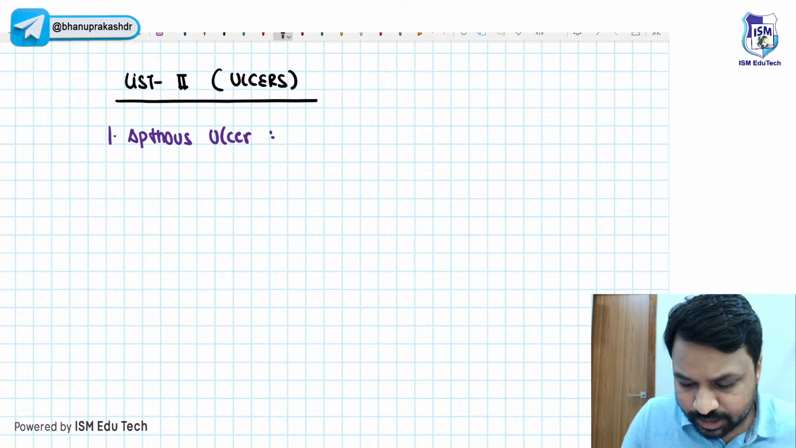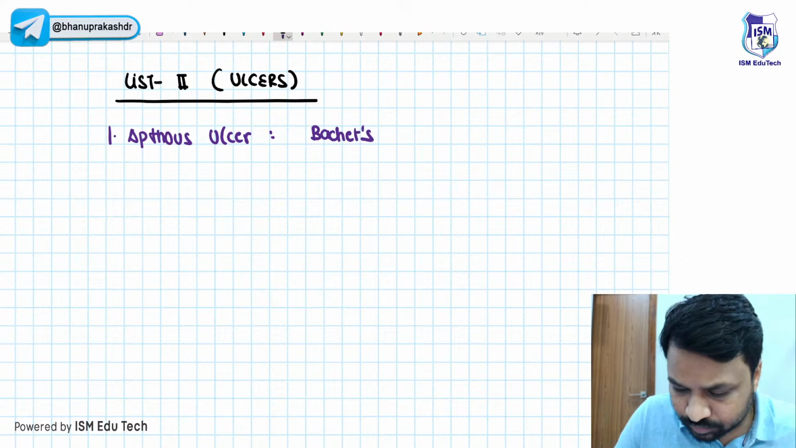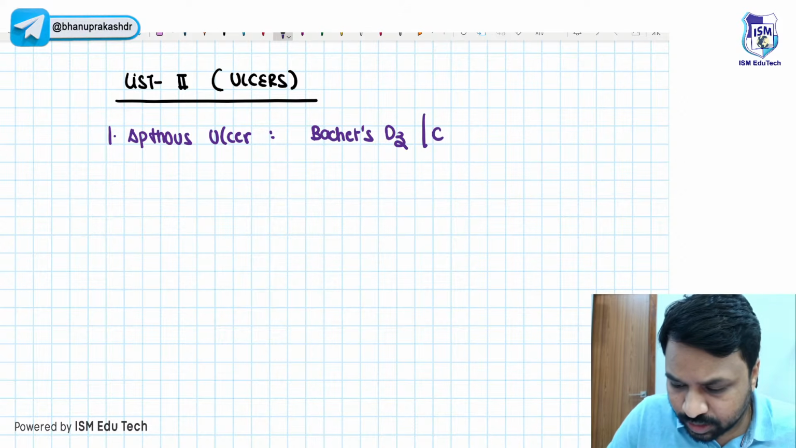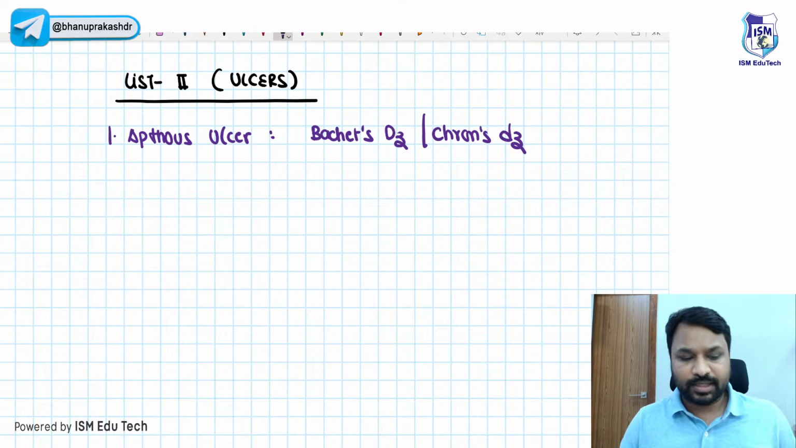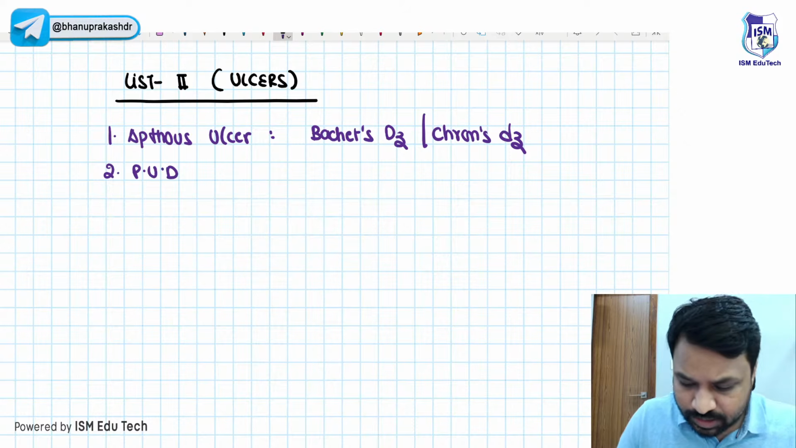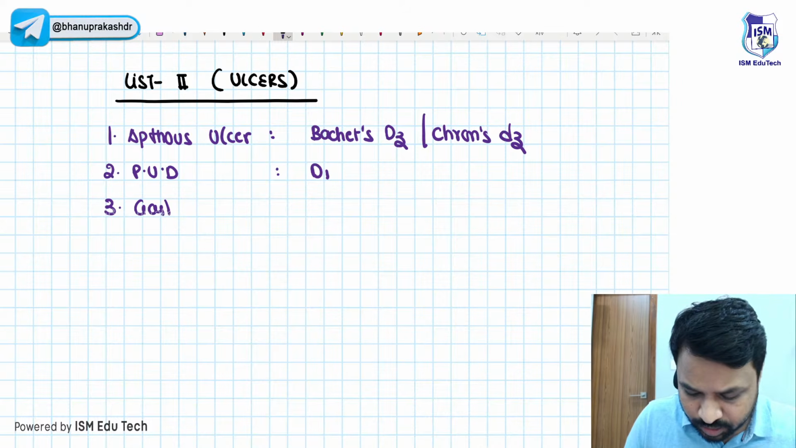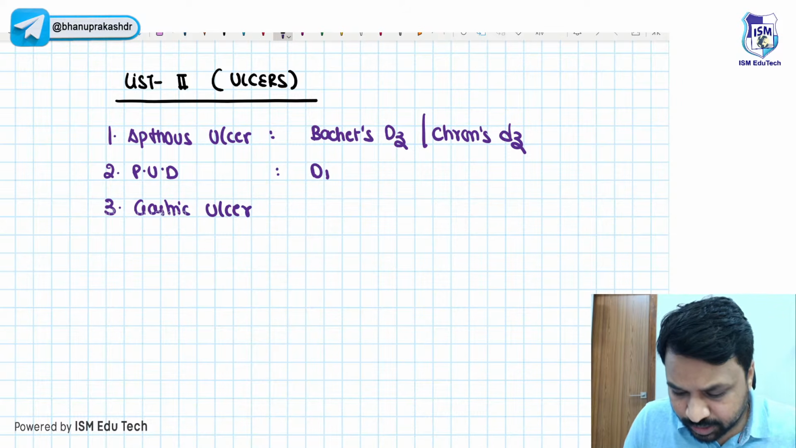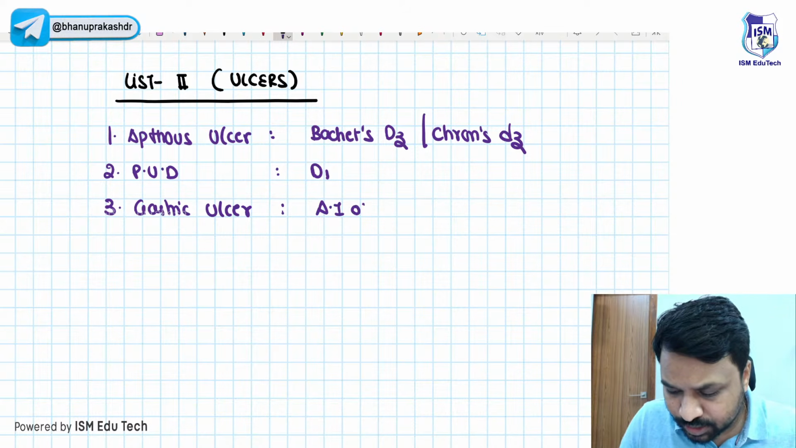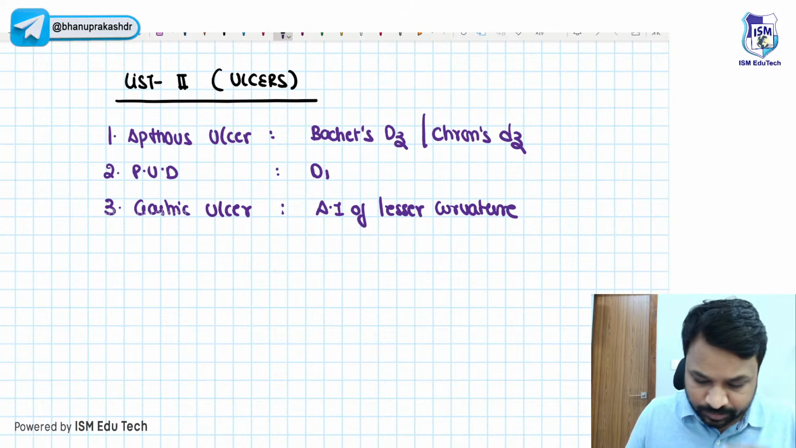Aphthous ulcer is seen in Behçet's disease. It is also seen in Crohn's disease. Peptic ulcer disease: the most common site is the first part of the duodenum. For gastric ulcer, it is the angularis incisura of the lesser curvature of the stomach.